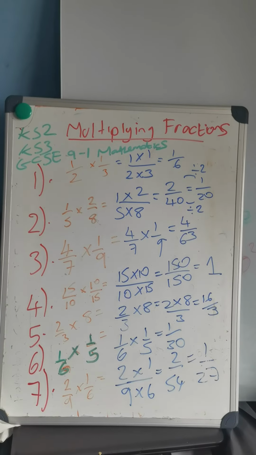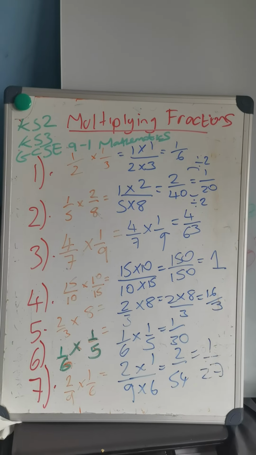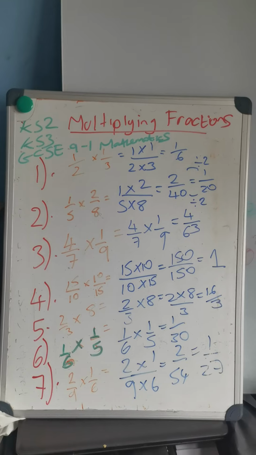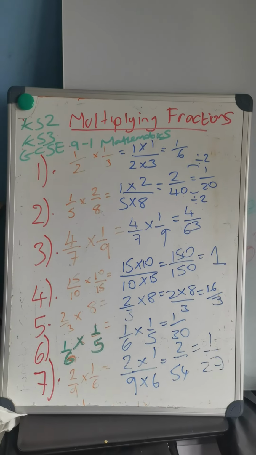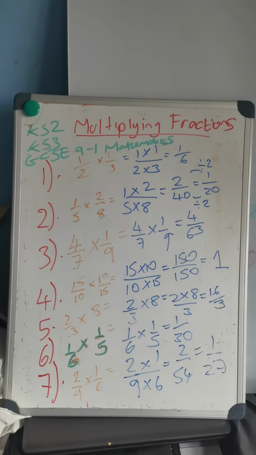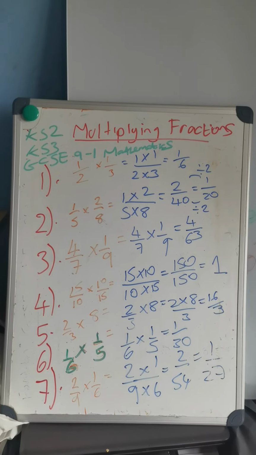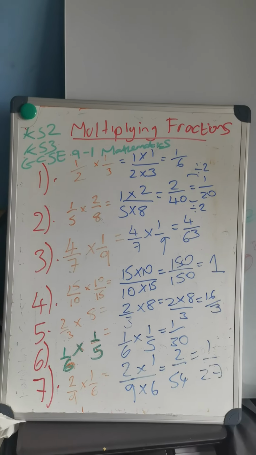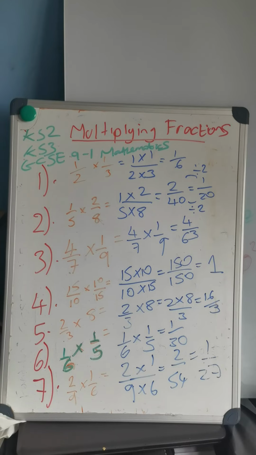Okay, this is question number 3. 4/7 times 1/9. Again, multiplying the top numbers together and the bottom numbers. 4 times 1 is 4, and 7 times 9 is 63. So the answer is 4/63.